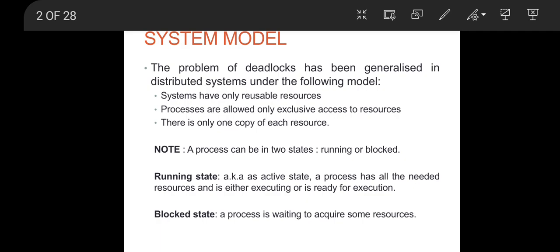Now, in a system, we will have either processes or resources. A process, as we all know, will be represented by a circle, and a resource is represented by a rectangular box. At any point in time, a process can be in the running state or in the blocked state. Running state means either the process is not requesting any resource or the process has already got the resource, so the process is executing. Blocked state means a process needs a resource which is not currently available, that means it is being held by some other process. So, in that case, the process will go into the blocked mode.